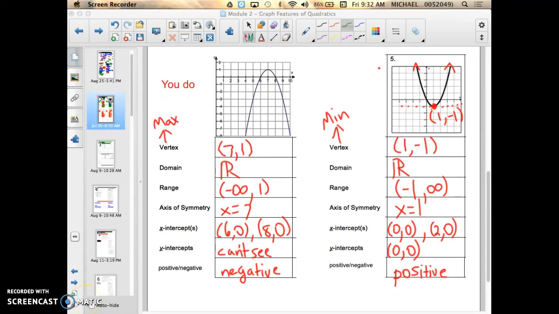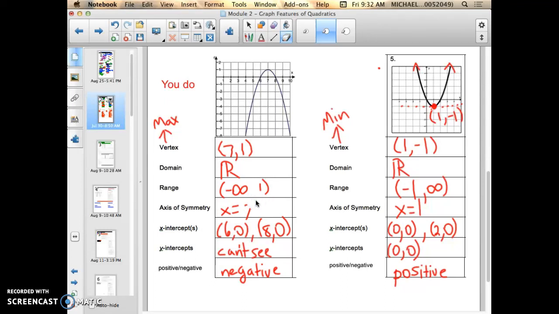You should have paused the video and tried these two on your own. A couple key pieces of information I want to note. This says x equals 7 for the axis of symmetry. So again, this one opens down, so it has a maximum. And the range begins at negative infinity and ends at the y value of the vertex, which is (7, 1).